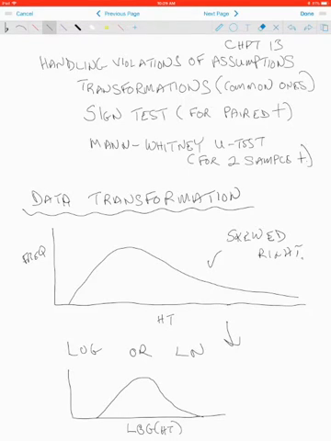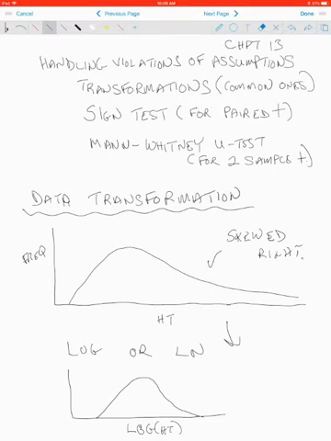So that's a very effective method of dealing with lack of, when you fail to meet assumptions. As I said, there's no guarantee things will work, but there are some clues. So if I see a distribution skewed to the right, I'll try a log transformation.